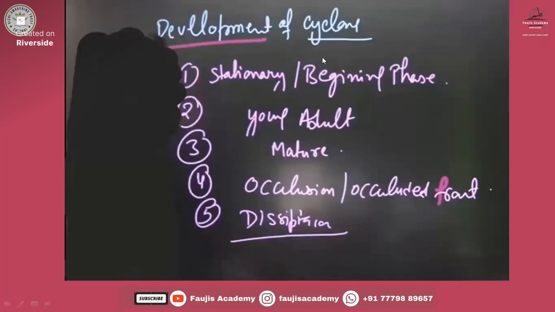Now, development of cyclones, how it is happening. First we have the stationary, or you can say the beginning phase. Then we have the young phase, then the mature phase. Then due to the accumulated front, we have the rainfall. There the main cyclone formation happens. Then at last, when the accumulated front becomes the stationary front, the cyclone dies. That process is known as the dissipation.